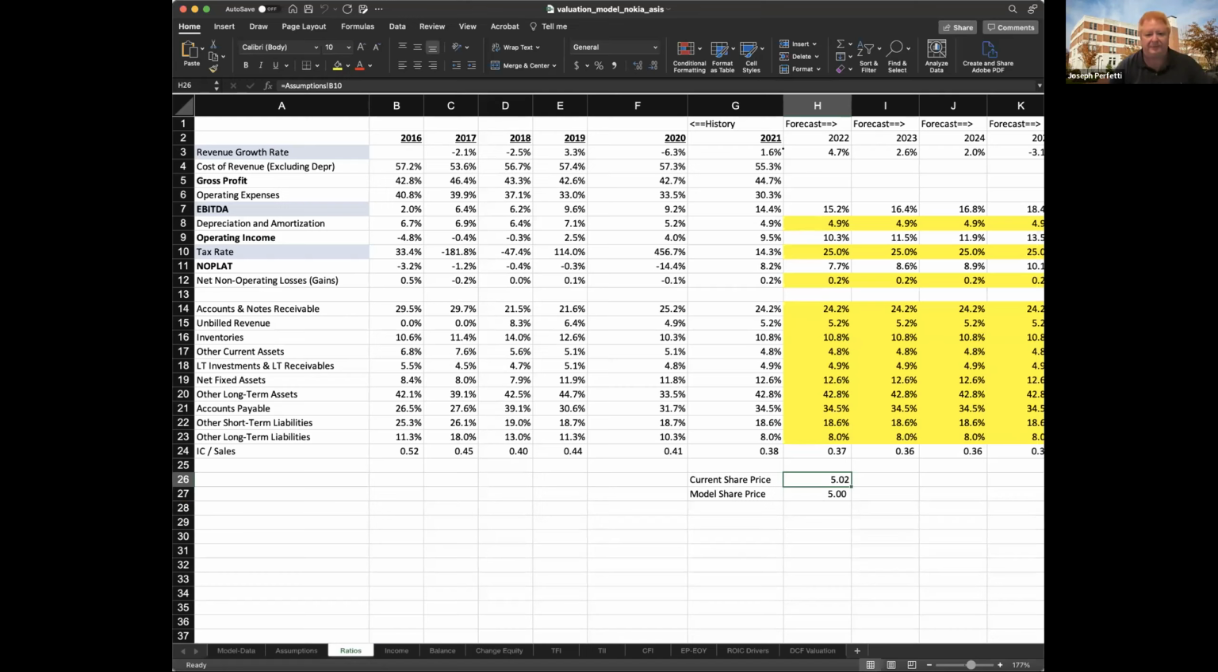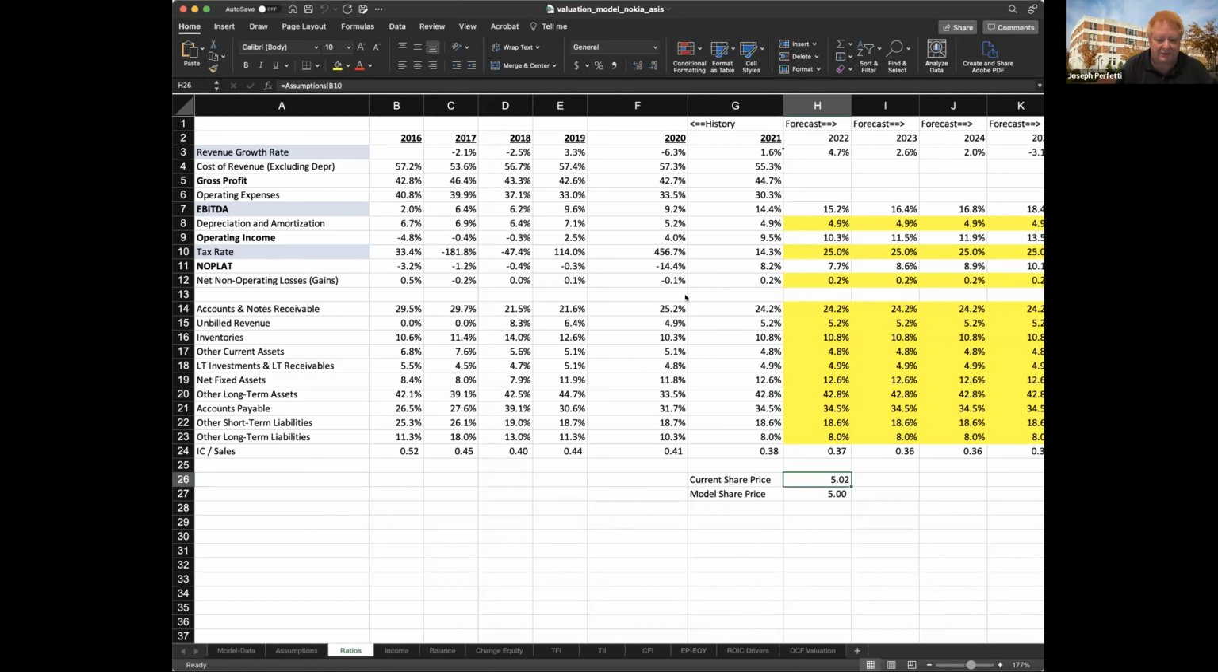So where we want to start is we want to load the as-is file that we created for Nokia last week. So that will be this file.